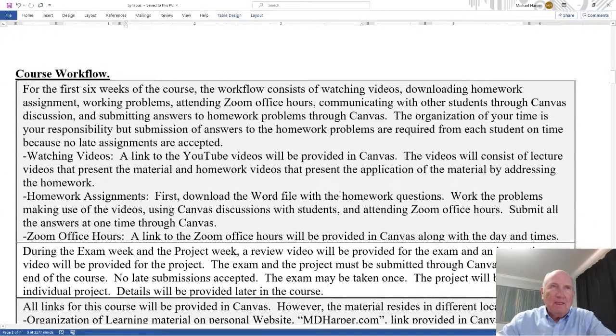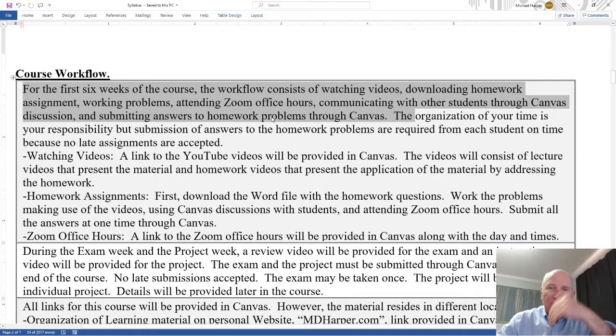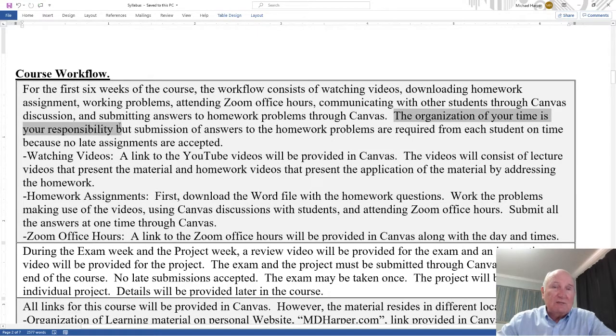Okay. Now this course workflow, I think this is important. I've already mentioned this. I've written it out here so you can read it later. For the first 6 weeks of the course, the workflow consists of watching videos that I'll post usually on Monday, downloading homework assignments, working the problems, attending Zoom office hours, communicating with other students through Canvas, submitting answers to the homework problems through Canvas. So every week you have to do that. Make sure that the organization of your time is your responsibility.